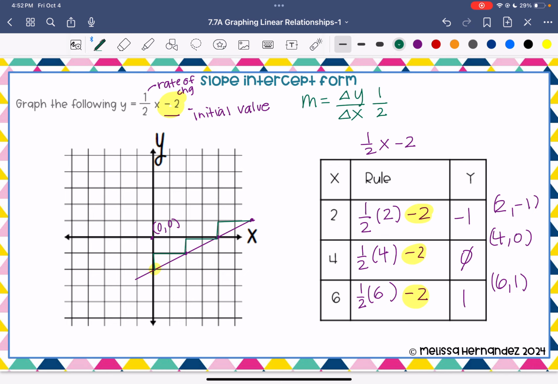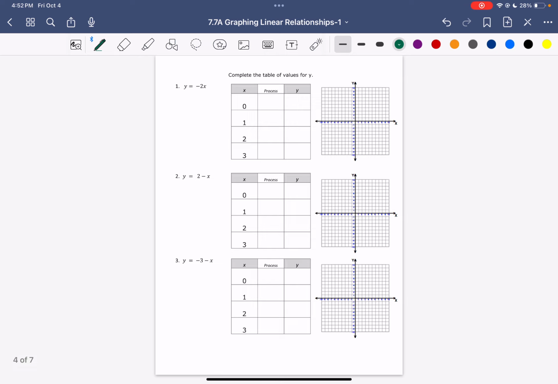I could have used a 0, and I really didn't even need the table. I could have gone straight from the equation to the graph, and if you're comfortable doing that, go for it. But based on my experience, kids are just much more successful with the table. All right, well, I have a couple more if you want to stick around.